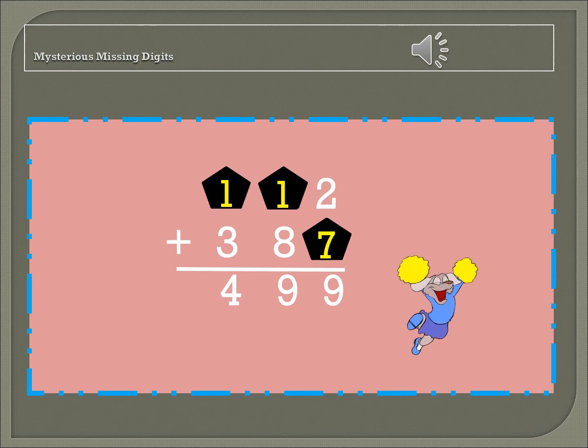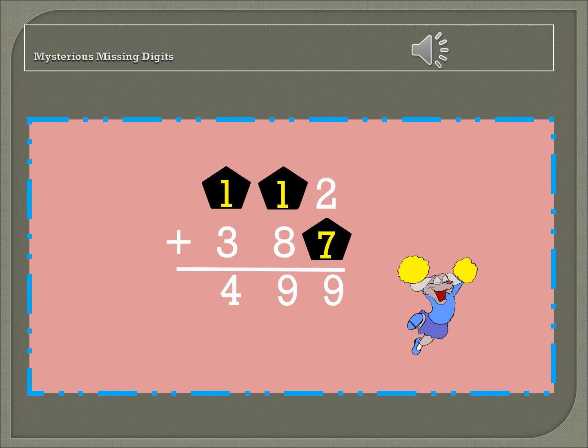Okay, let's see how you did. Well, starting at the back at the ones, we know we already have 2 ones and our answer is 9. So what would you add to 2 to get 9 ones? You would add 7. Moving on to the tens place, the answer is 9.